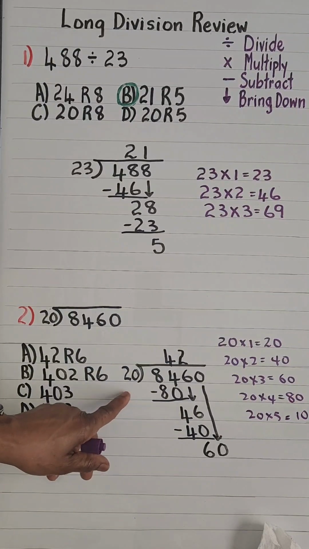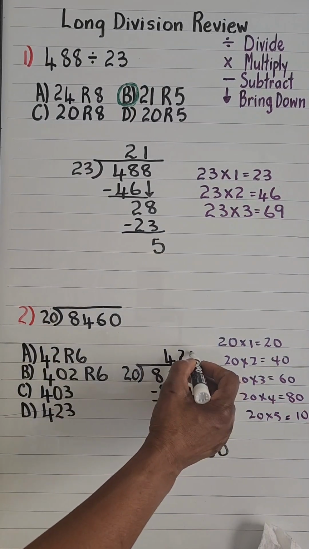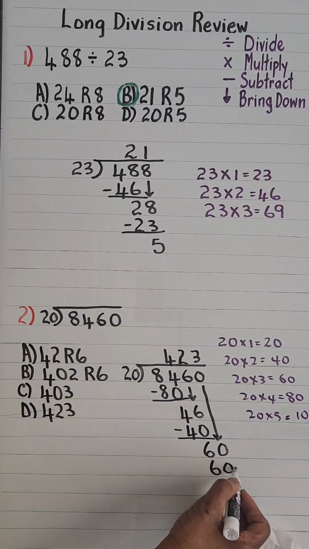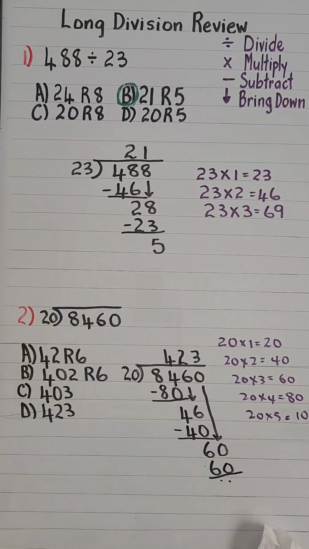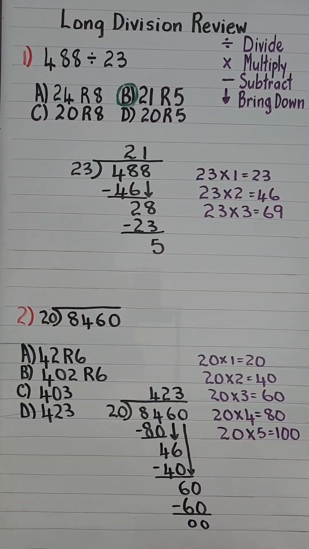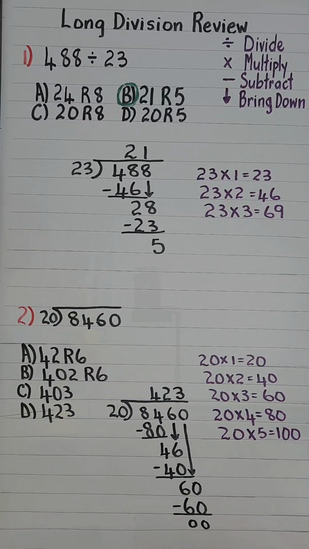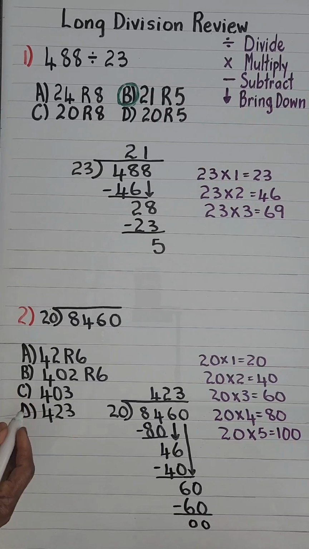How many times can 20 go into 60? And that is 3 times, exactly 3 times. 3 times 20, 60. Subtract, and we have nothing remaining. And there are no more numbers to bring down. So our final answer, 423. 8,460 divided by 20 is equal to 423. And our correct choice is D.